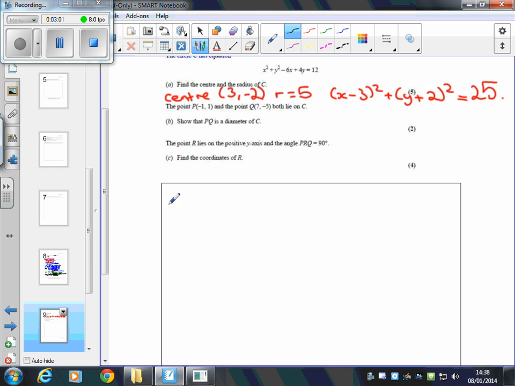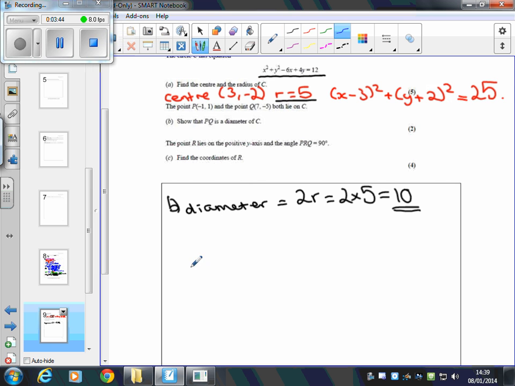Moving on to part B, we have the point P, which is (minus 1, 1), and the point Q, which is (7, minus 5). We're told that both of these lie on the circle C. We need to show that PQ, the length from point P to Q, is the diameter of C. From GCSE, we know that the diameter of a circle is equal to 2 times the radius. The radius in this case is 5, so the diameter is equal to 10.